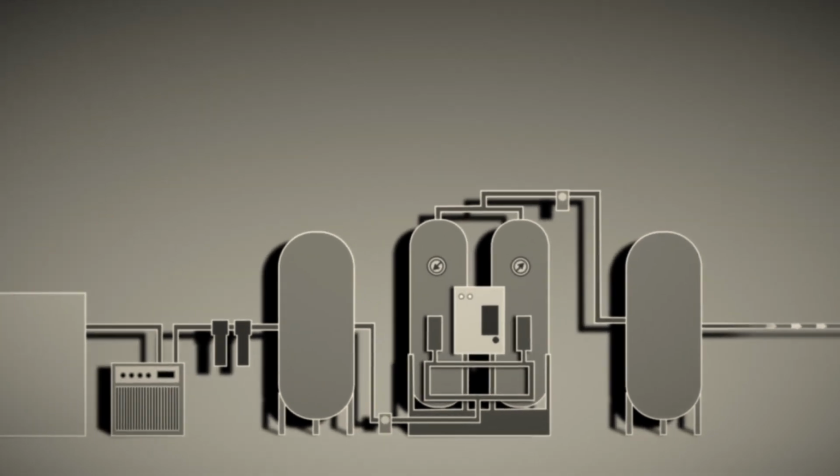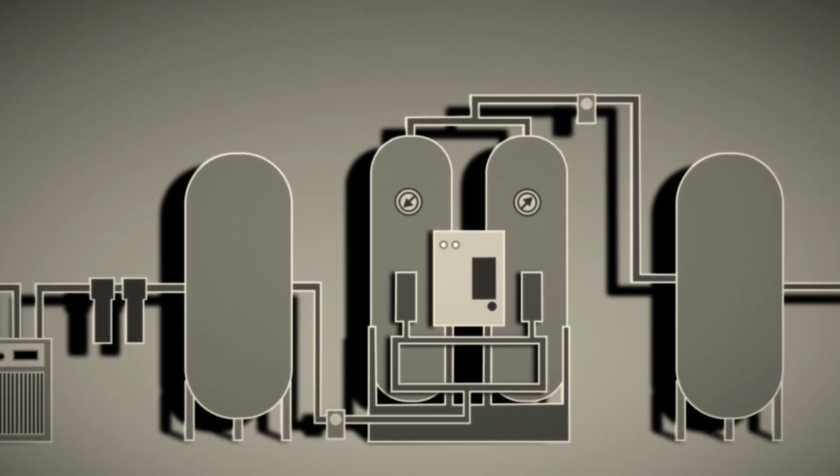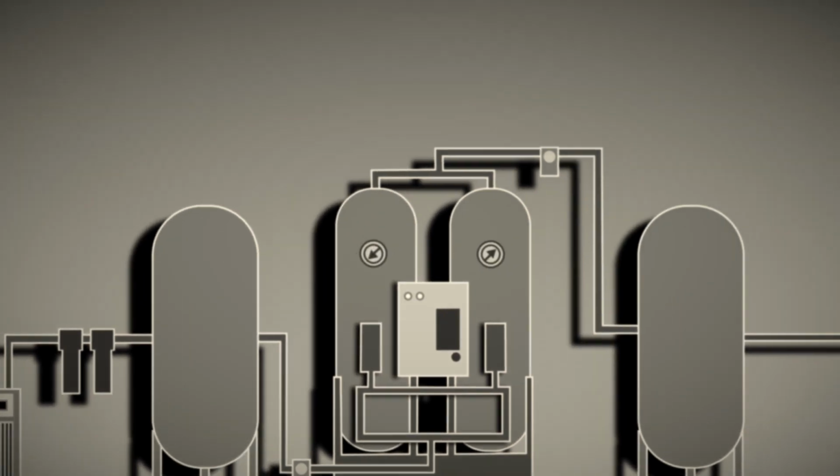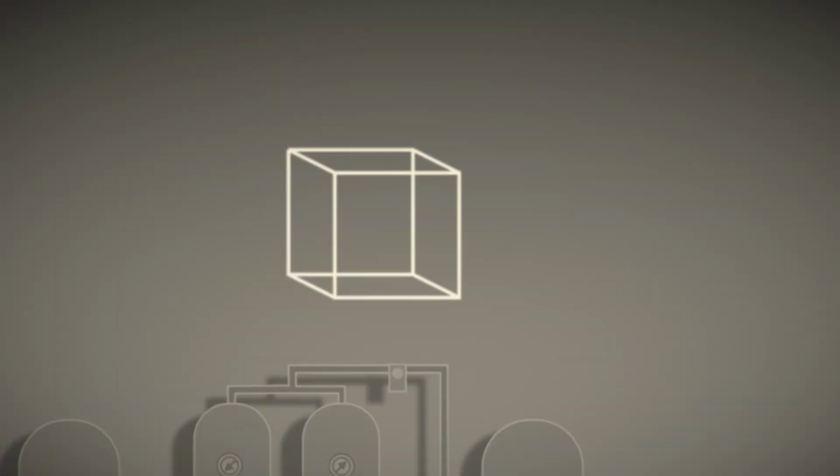At the heart of the plant are 2 pressure tanks filled with a special material known as zeolite. As pressurized air is passed through the tanks, the zeolite traps the nitrogen from the airstream, resulting in high-purity oxygen leaving the tanks. To better understand this, let's take a look at a volume of air.